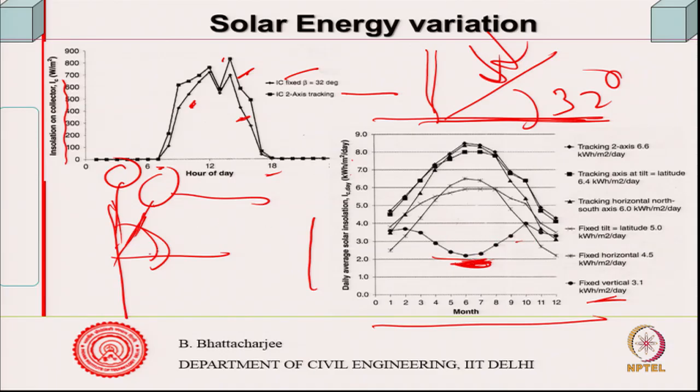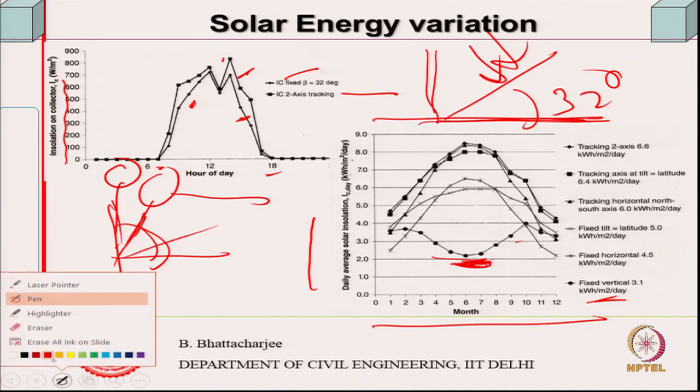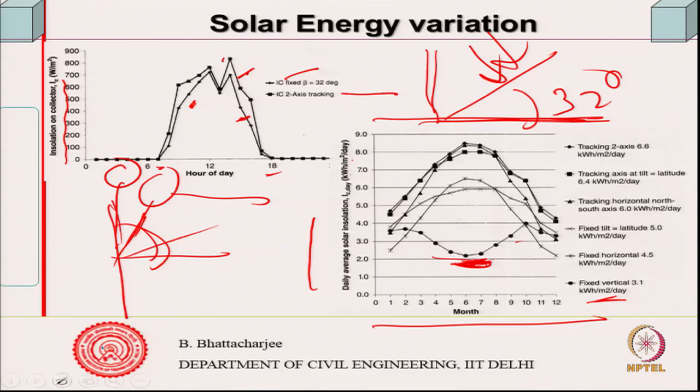Winter months it gets some, because during winter months the sun's altitude angle is lower, therefore, during winter months vertical surfaces get some. So, if you keep the PV on a vertical surface, then in summer months you are unlikely to get much, but in winter months you are likely to get some radiation.